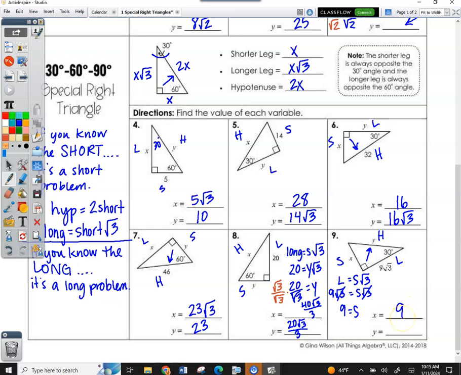All right, short's 9. If the short is 9, the hypotenuse is? 18.